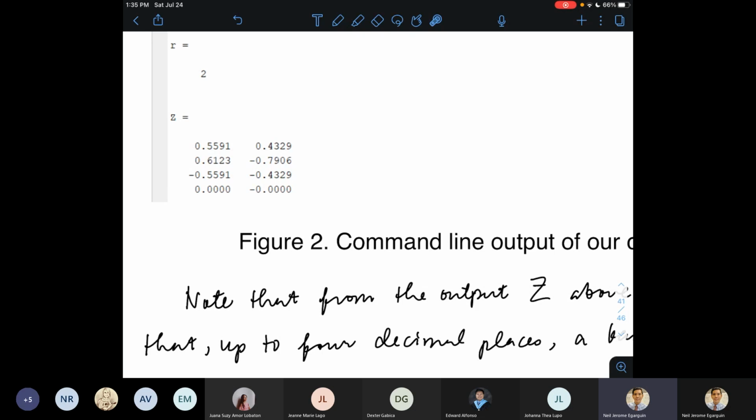Because the number of basis elements for the kernel is the nullity, right? So per column yung bilangan. So we have 2 columns here. So that means the nullity is equal to 2, because we have 2 basis elements for the kernel of the matrix A.